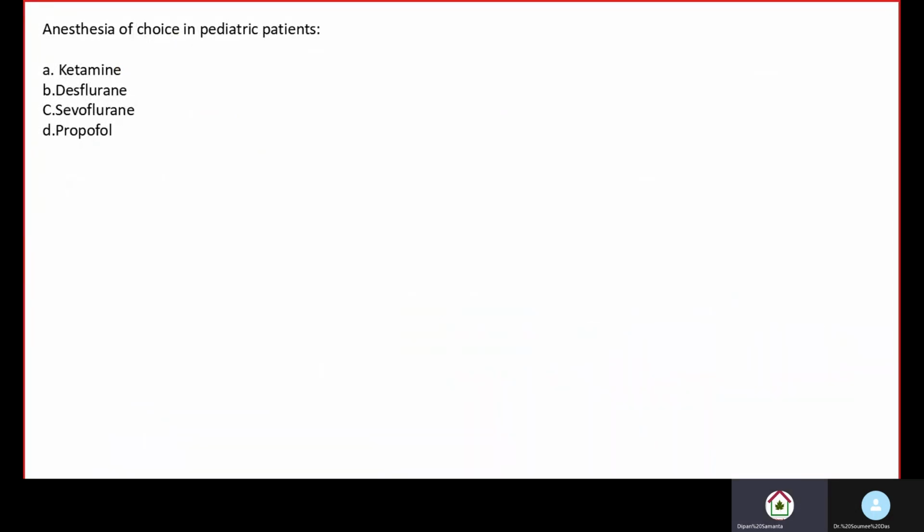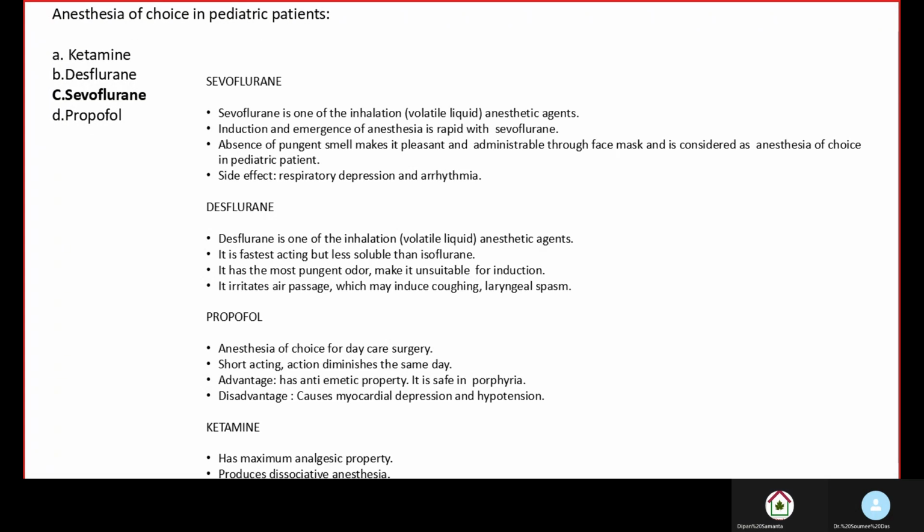The anesthesia of choice in pediatric patients is ketamine, desflurane, sevoflurane, or propofol? And the answer is sevoflurane. So we will go one by one through each of these anesthetic agents. First of all, sevoflurane. Sevoflurane is one of the inhalational anesthetic agents. Induction and emergence of anesthesia are rapid with sevoflurane.